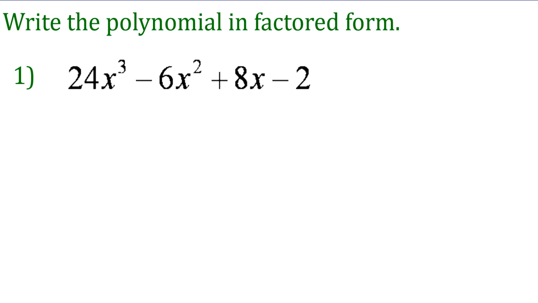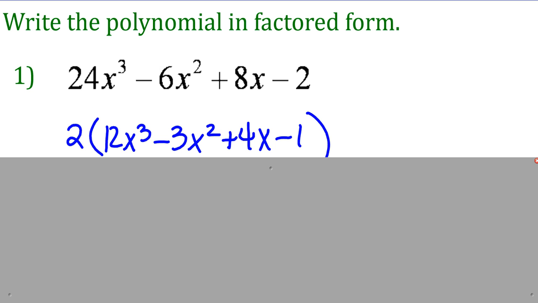Here we have 24x to the third minus 6x squared plus 8x minus 2. We always want to look to see for the polynomial, does it have a greatest common factor across all 4 of the terms? If it does, we'll divide it out like we normally do and see what's left. In this case, all 4 terms do have a common factor. They all have a factor of 2 that we can divide. So what would be left? 12x to the third minus 3x squared plus 4x minus 1.